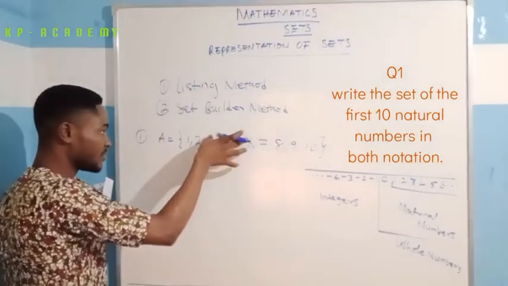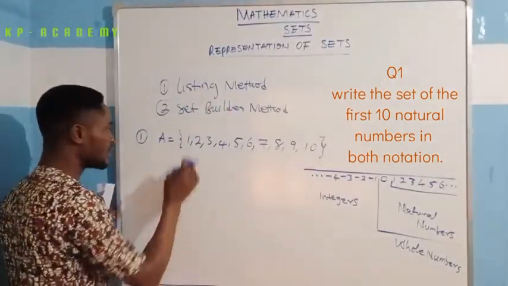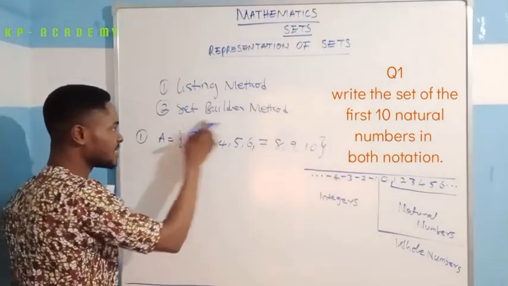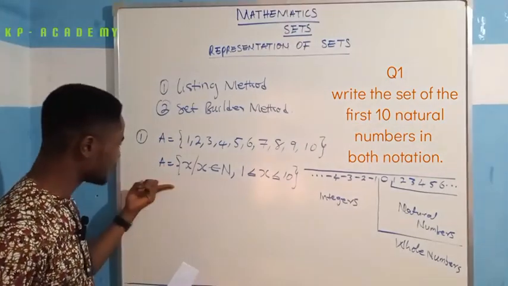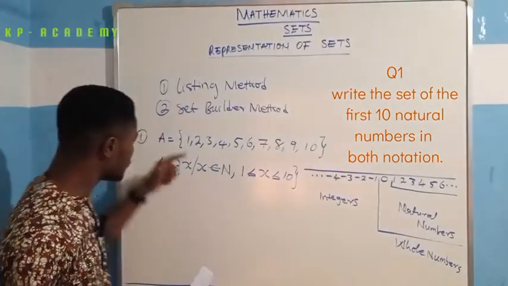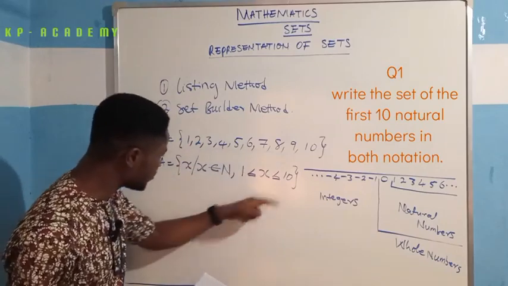Now, this is actually the notation of this set in listing method. Now, for us to represent this same set in set builder method, look at what this information means. This is the set builder notation of this set. So these two things are the same. This is the listing method. This is the set builder method.